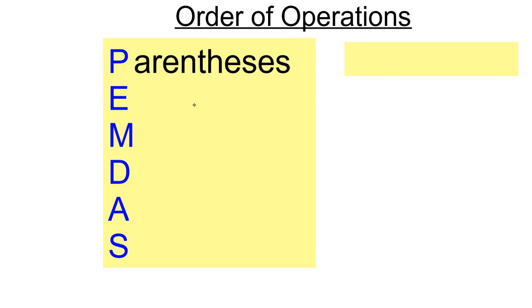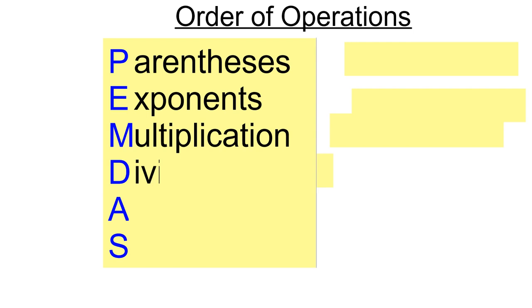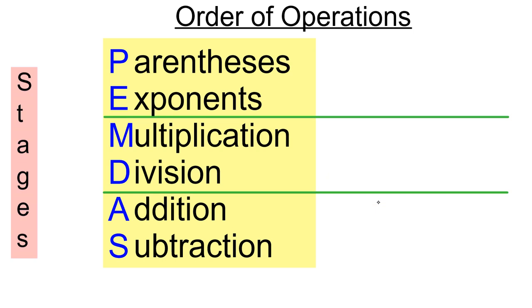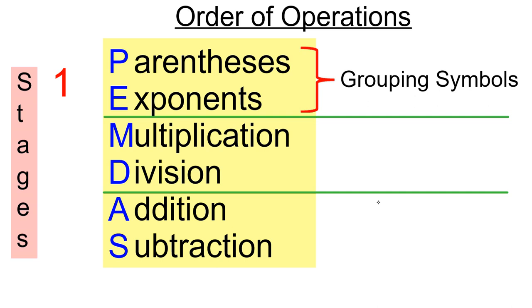P is for parentheses, E for exponents, M for multiplication, D for division, A for addition, and S for subtraction. Now, I want to think about it a little bit differently in the way we would in mathematics. There really are 3 stages here that are involved. Stage 1 talks about the grouping symbols, the parentheses and the exponents, and grouping them in a certain way for us to evaluate first. So we always need to evaluate the group first.